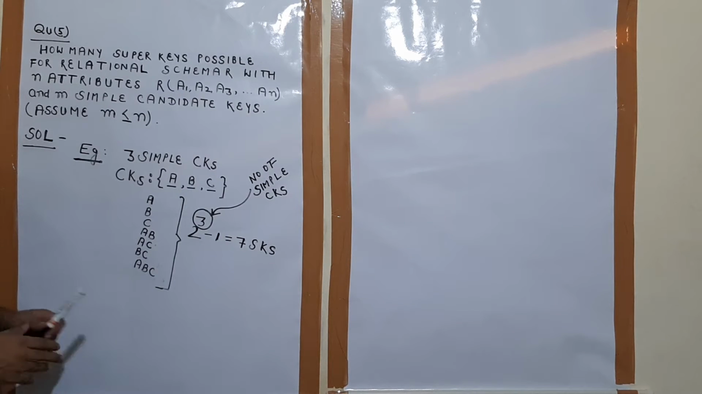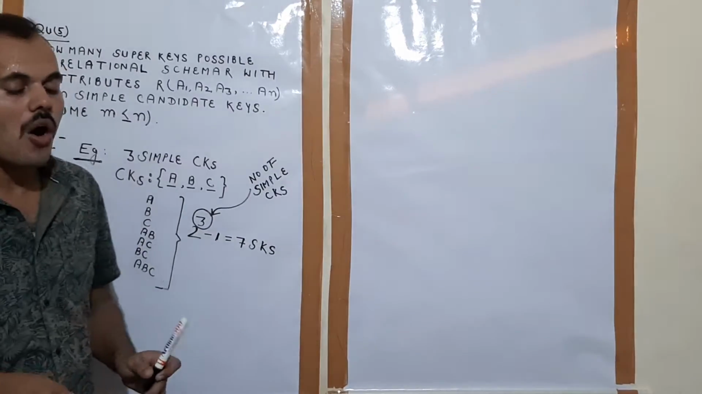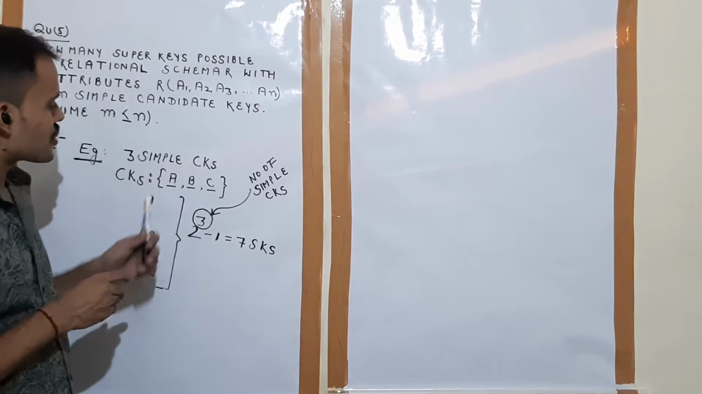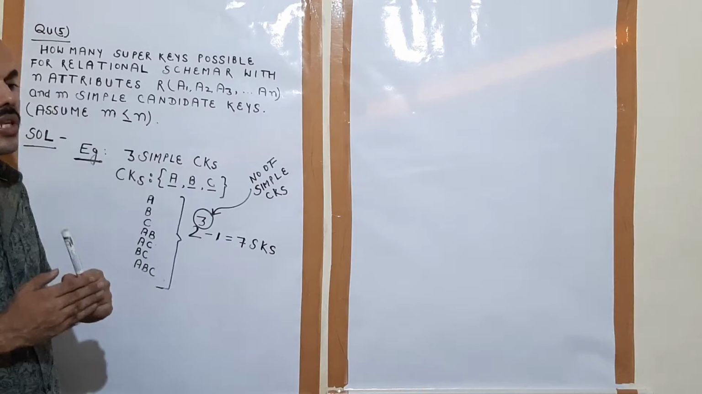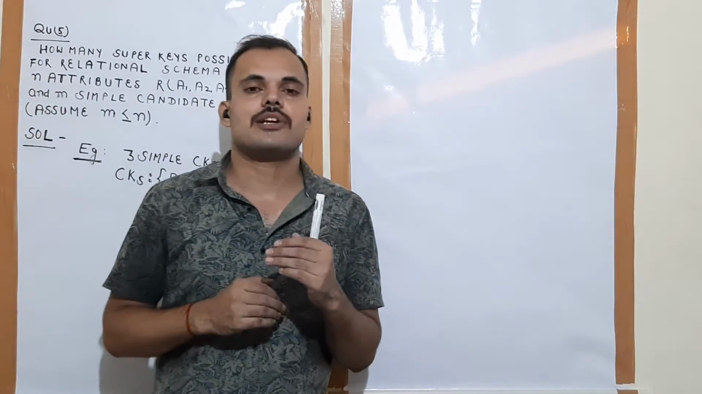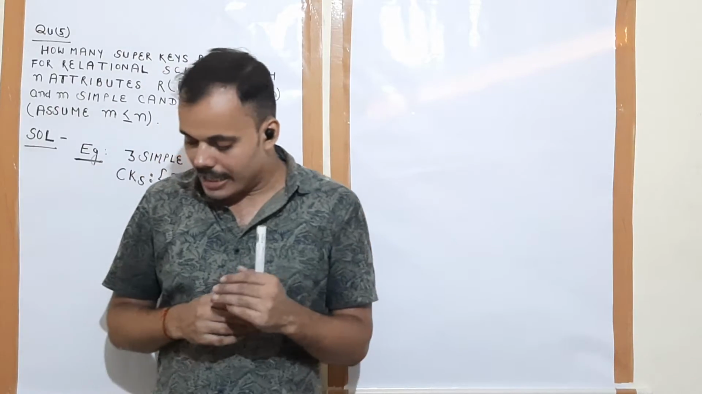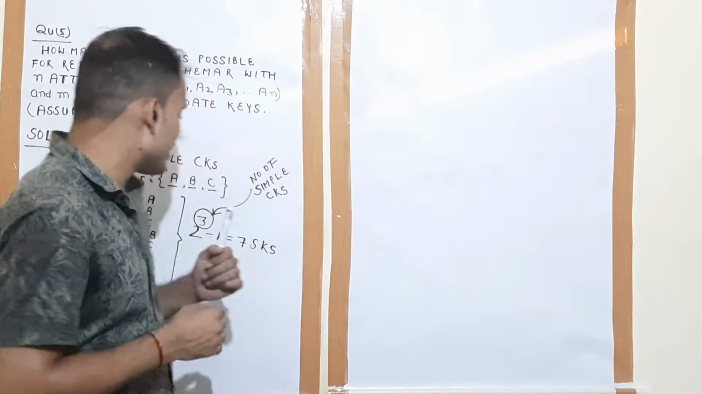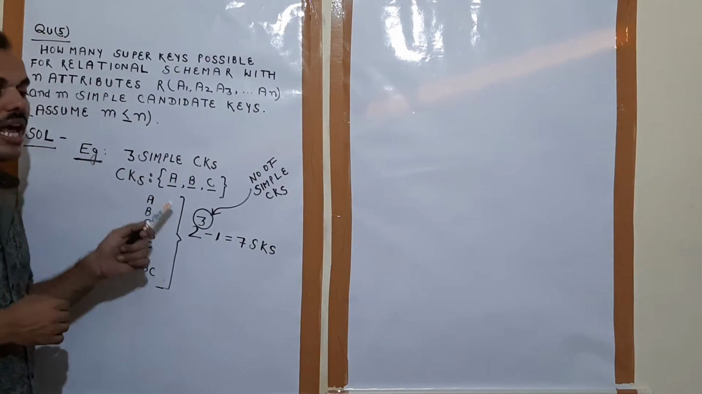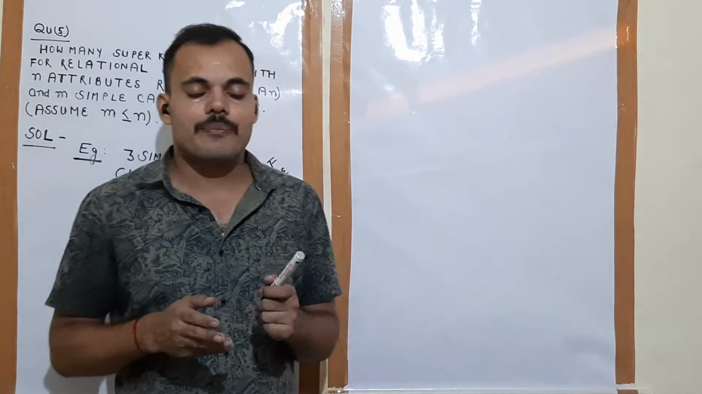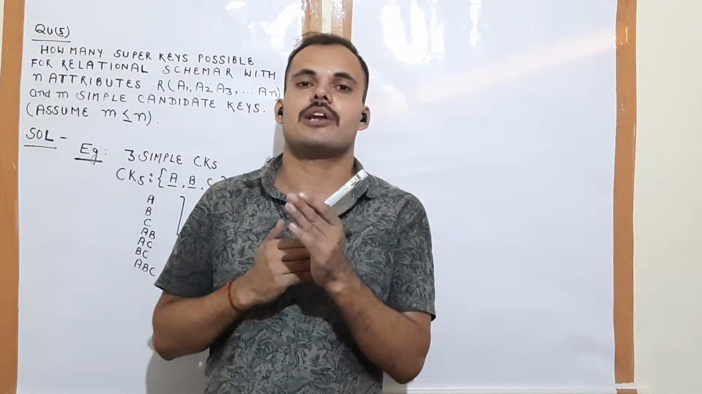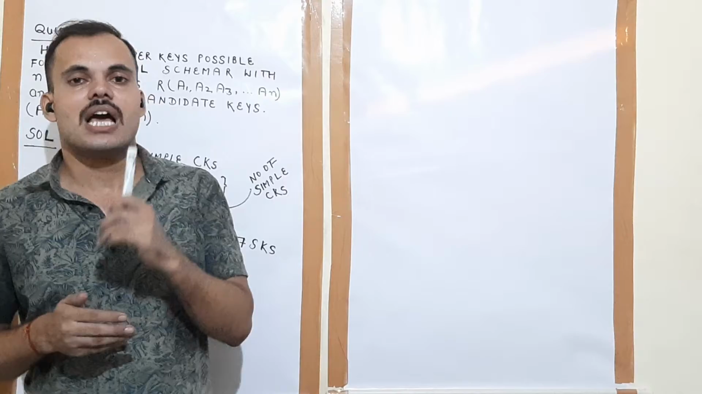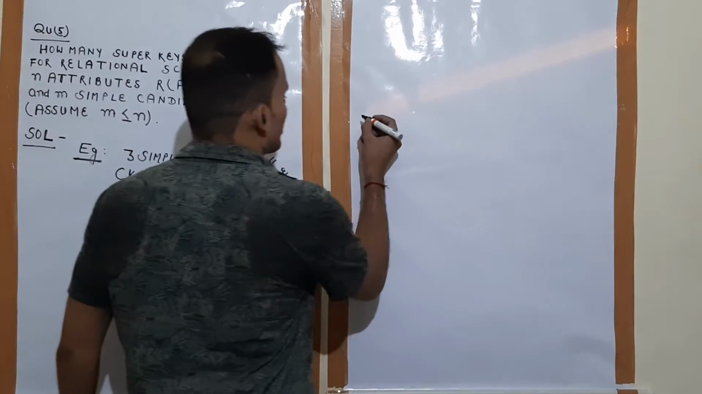Now see, it is saying that all subsets of the prime attributes. What are the prime attributes? A, B and C are the prime attributes, and all subsets of the prime attributes is a super key except the empty set. So how many super keys are there? Total super keys are 7. And what are these 7 super keys? All subsets of the prime attributes except the empty set.